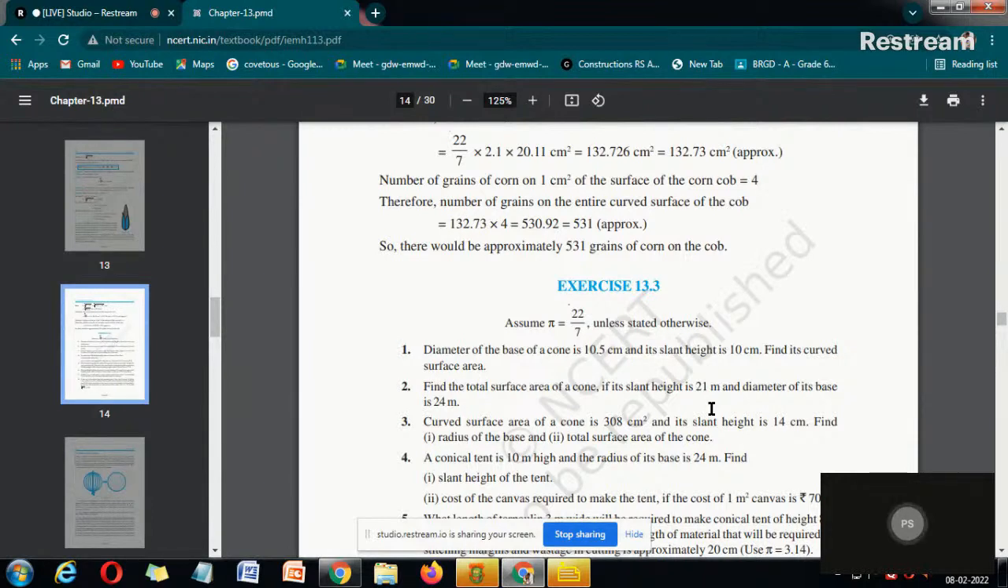Of course, the radius will be how much? 10.5 by 2. Let's take this one only. Not required to change, guys. Don't change. Okay, so 22 by 7 into radius, here they are talking 10.5 by 2, into 10. That is 1 and 5. So 22 by 7 into 10.5 into 5. Clear?